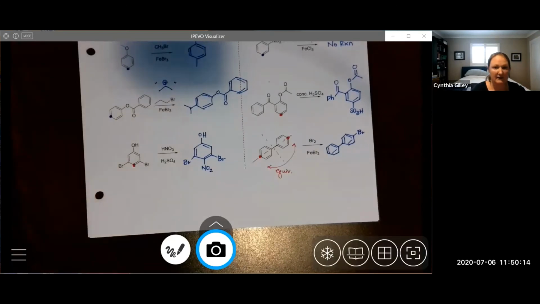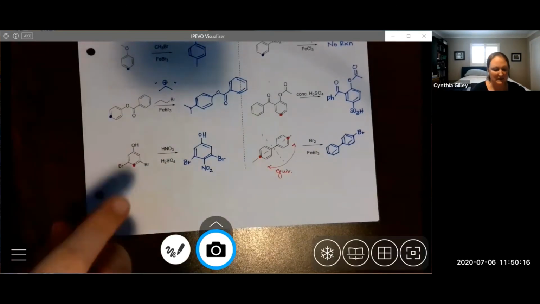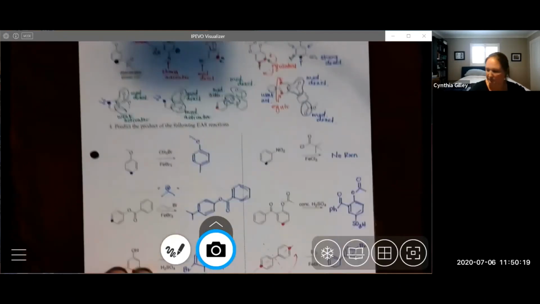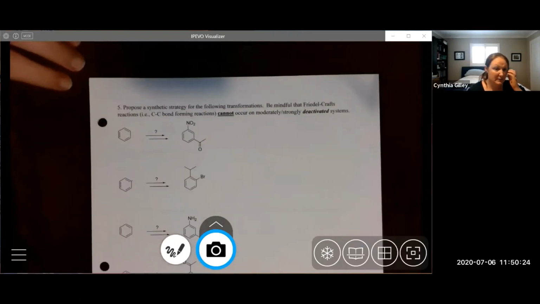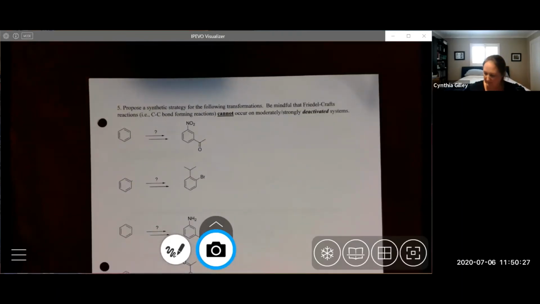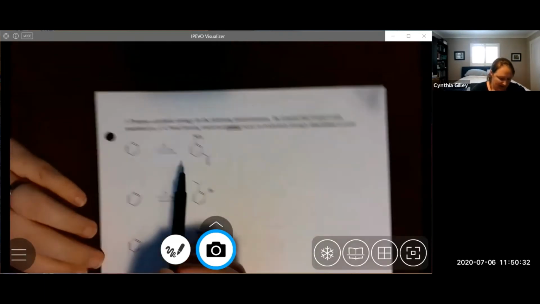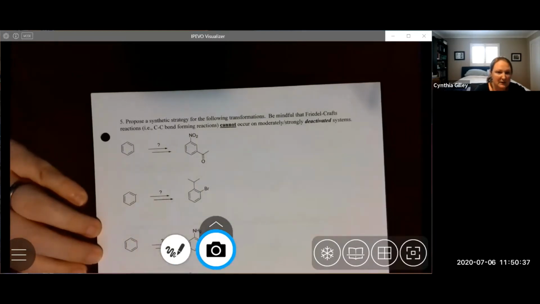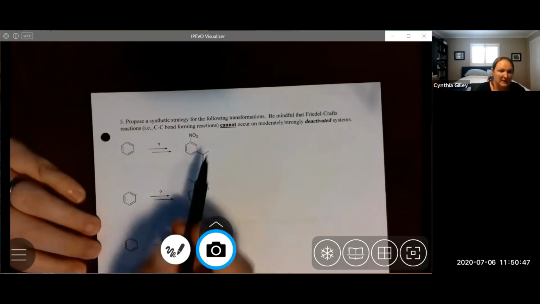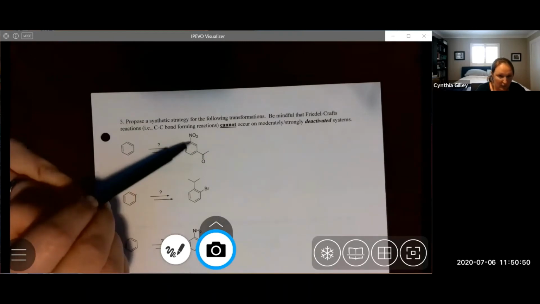Is that okay? You can practice this a lot with problems. Okay, so we're going to be doing some multi-step synthesis. We want to add a nitro group and an acyl group. So we have to be careful, because remember, we cannot do a Friedel-Crafts reaction on a deactivated system, moderately or strongly deactivated. So that means I have to carefully consider the order here.